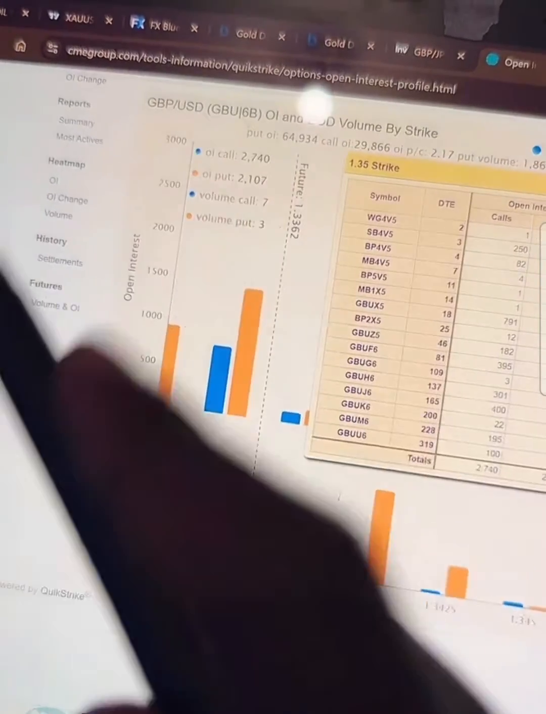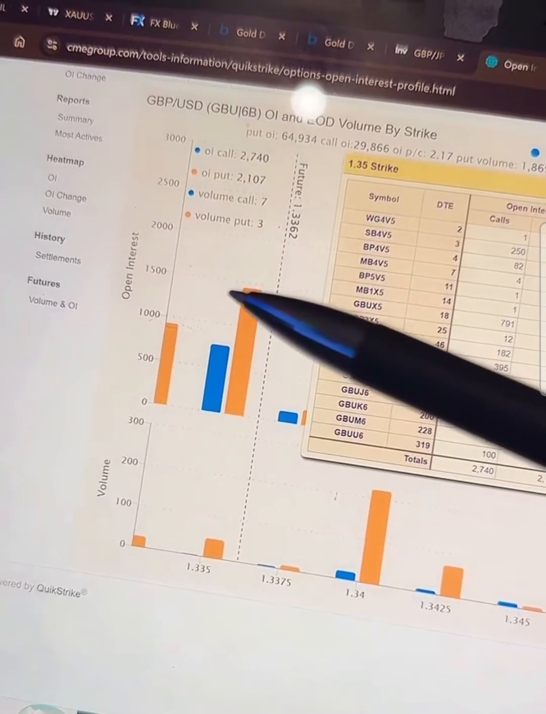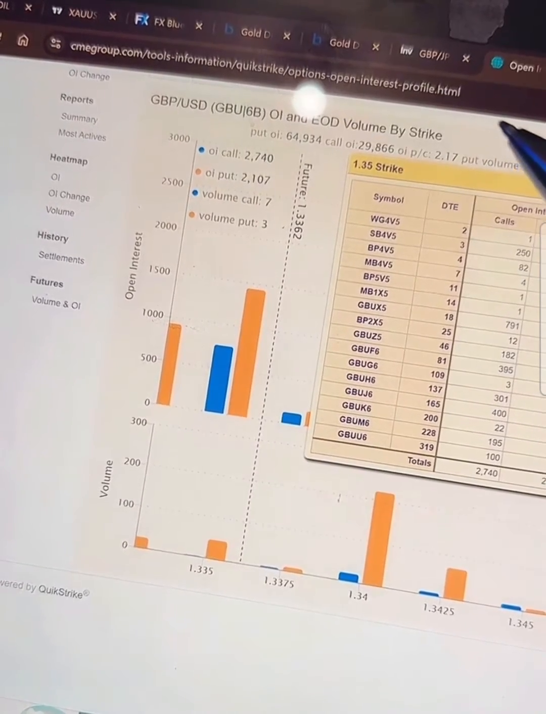So if call open interest is increasing, it means it's a resistance zone. If the put open interest is increasing, what does it mean? The opposite, a support zone.